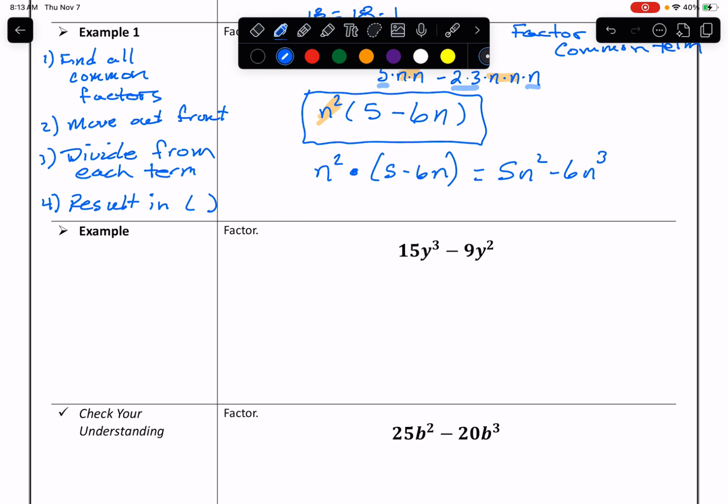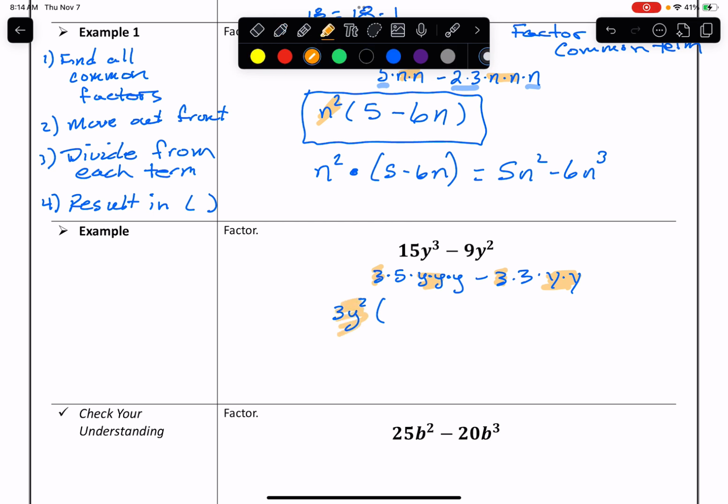Okay? We're going to do the same thing here. 15y squared minus 9y squared: 3 times 5 times y times y, minus 3 times 3 times y times y. Okay? So I go back and I say, what do they have in common? Well, they both have a 3, and they each have 2 y's again. Okay? So I'm going to take that 3, and I'm going to take those 2 y's, and I'm going to move those out front. Okay, so this orange represents the orange that's inside each one of those terms.